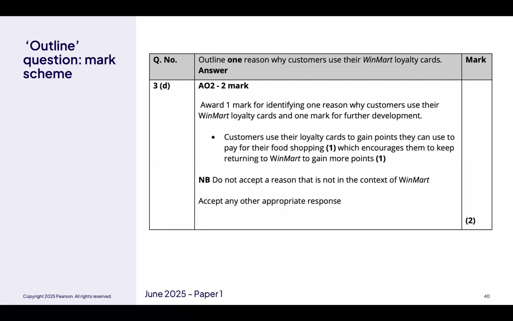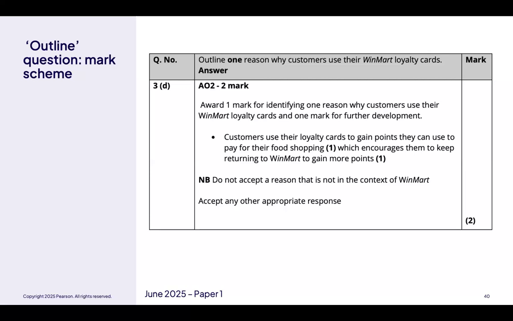Does it mean it's the only response that's correct and acceptable? No. Might there be other possible correct answers? Indeed there are. But again, you've got a nice little example of a response that you could share with students. Customers use their loyalty cards to gain points they can use to pay for food shopping.